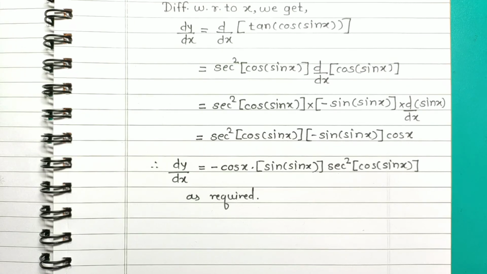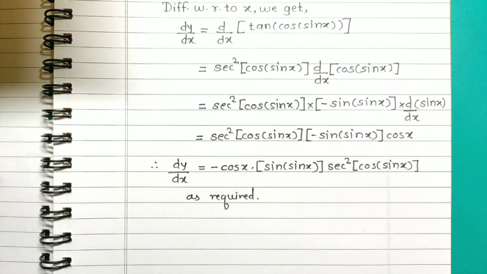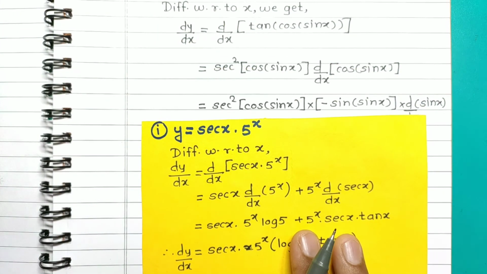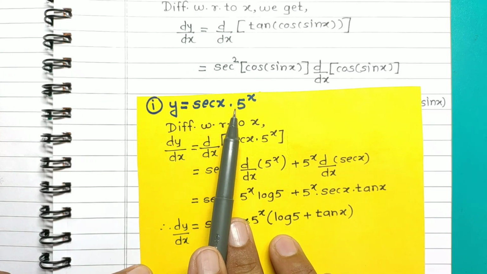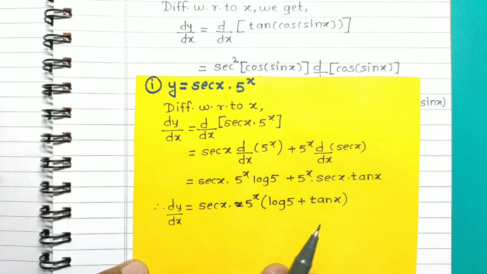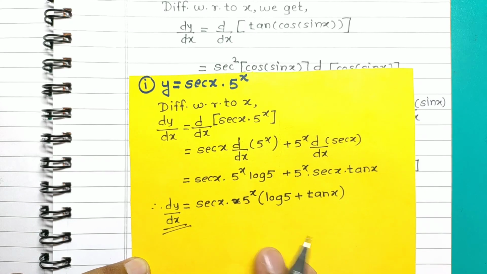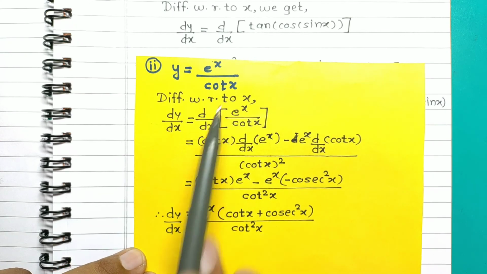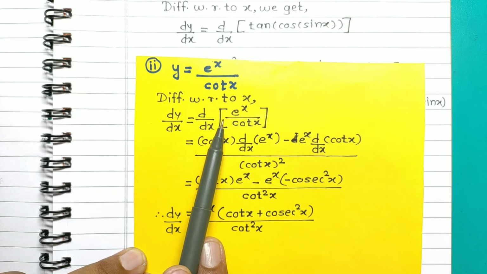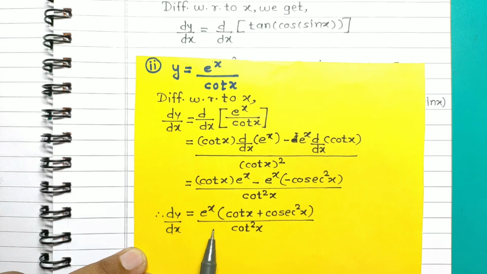Students, finally let me provide you the solutions for the problems that I asked you in the previous sessions. The first problem was to find the derivative of sec x into 5 raised to x. So you check this solution and check your answer. And the second function was y is equal to e raised to x upon cot x. So using the division rule, we can calculate this derivative in this manner. So you check your answer.